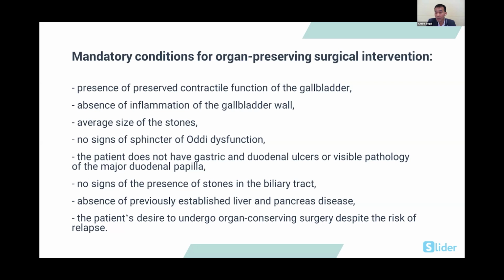Mandatory conditions for organ-preserving surgical interventions were presence of preserved contractile function of the gallbladder, absence of inflammation of the gallbladder wall, and average size of the stone, allowing them to be captured and removed from the cavity of the gallbladder while maintaining its anatomical integrity. No signs of sphincter of Oddi dysfunction. The patient does not have gastric and duodenal ulcers or visible pathology of the major duodenal papilla during endoscopic examination.